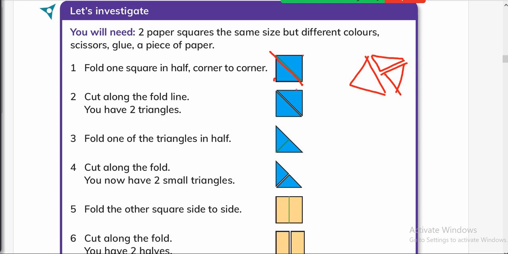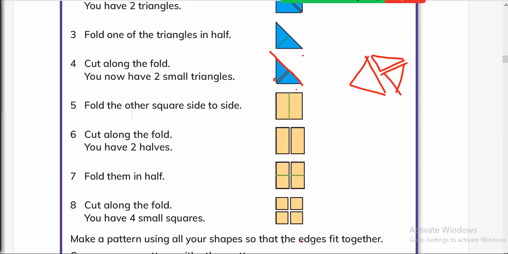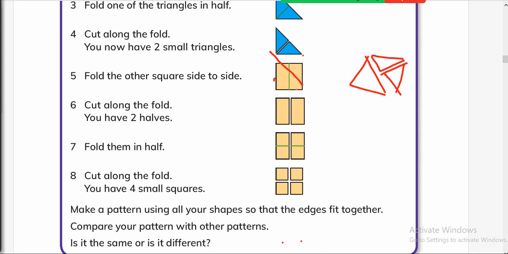fold the other square side to side. This side to this side, fold it. Cut along the fold and make two halves. Okay. Cut along the fold, you will have four small squares. Now here you will have four small squares. Okay, make a pattern using all your shapes so that the edges fit together.